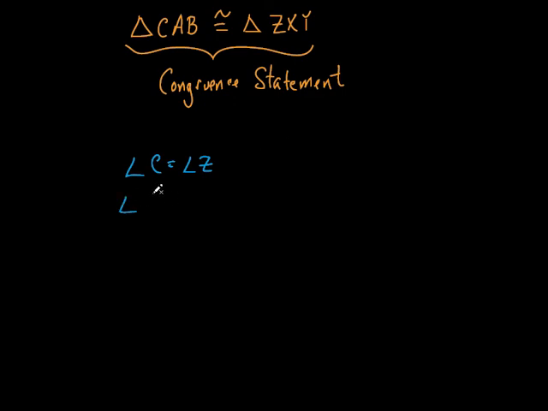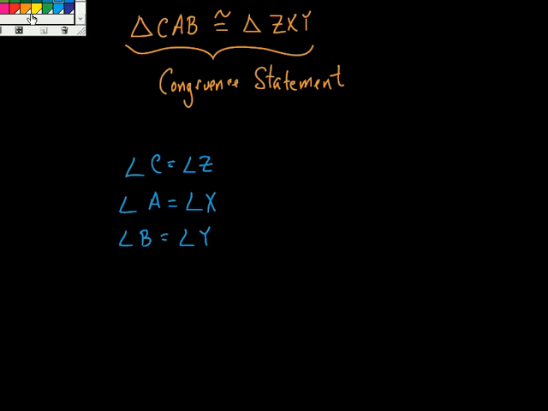Let's list all the other angles. So angle what? A would equal what? Angle X. And then what else? Angle B would equal angle Y. Just from seeing the congruent statement, I don't even have to see the picture at all, do I? All I got to do is look at the congruent statement and I know which angles are equal to each other. What else do you think I can say is equal to each other just by knowing the congruent statement?